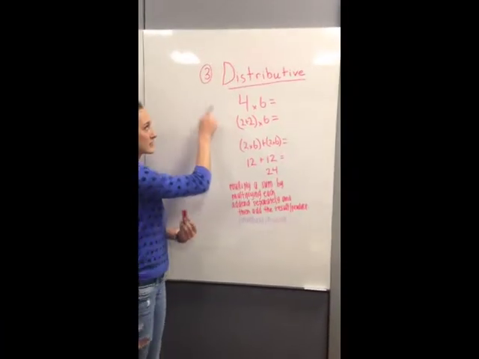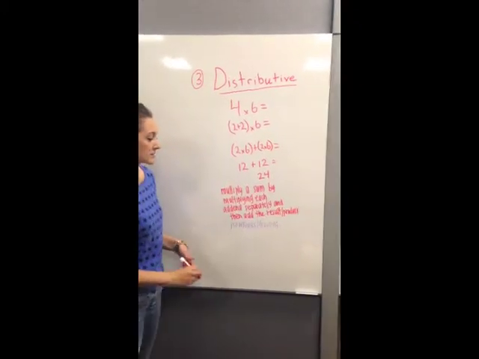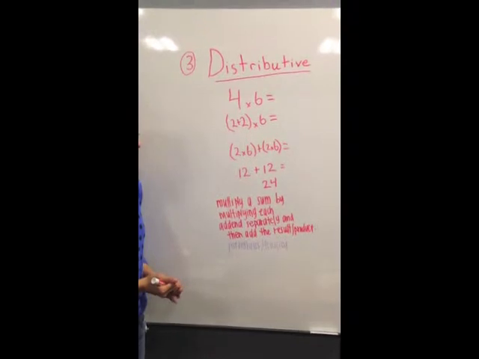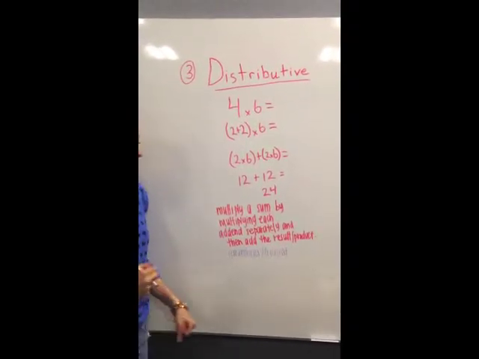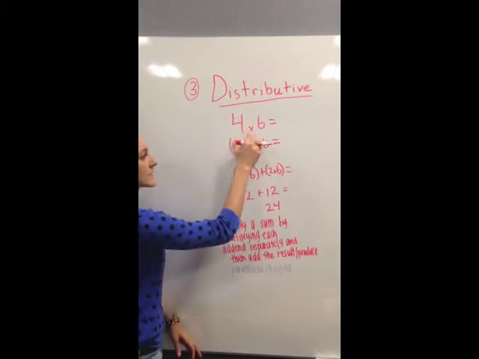So we'll discuss the distributive property. Again, we have our definition. It's multiplying a sum by multiplying each addend separately, and then we get the same answer. And here we'll be using parentheses and grouping. Again, we have our same 4 times 6.